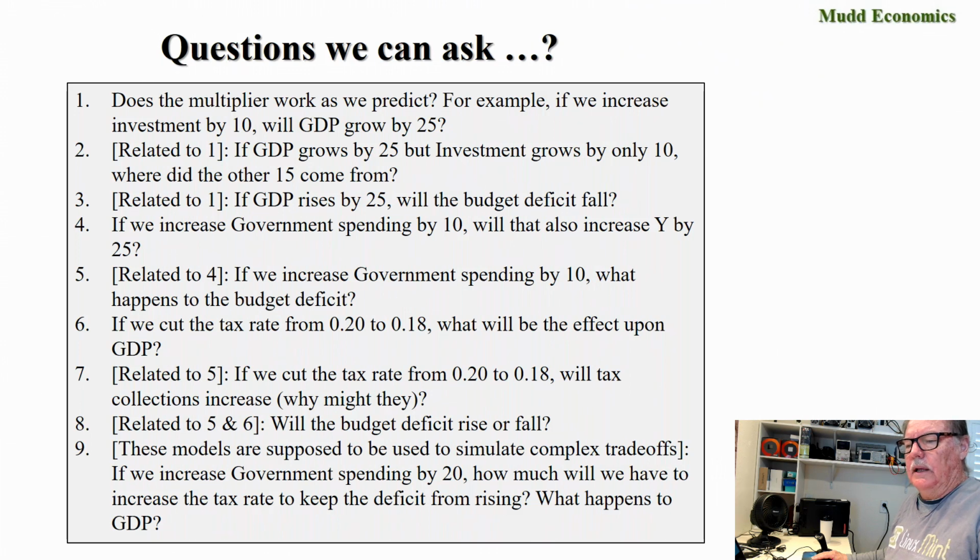And finally, if we do a whole bunch of things, like if we increase government spending by 20, what will happen if we increase the tax rate to keep the deficit from rising? What happens to GDP in a balanced budget policy? That's where, for example, if we increase the government spending, if we find there's a deficit, we say, well, we have to increase the tax rate to pay for that. How does that work? So let's take a look at this.